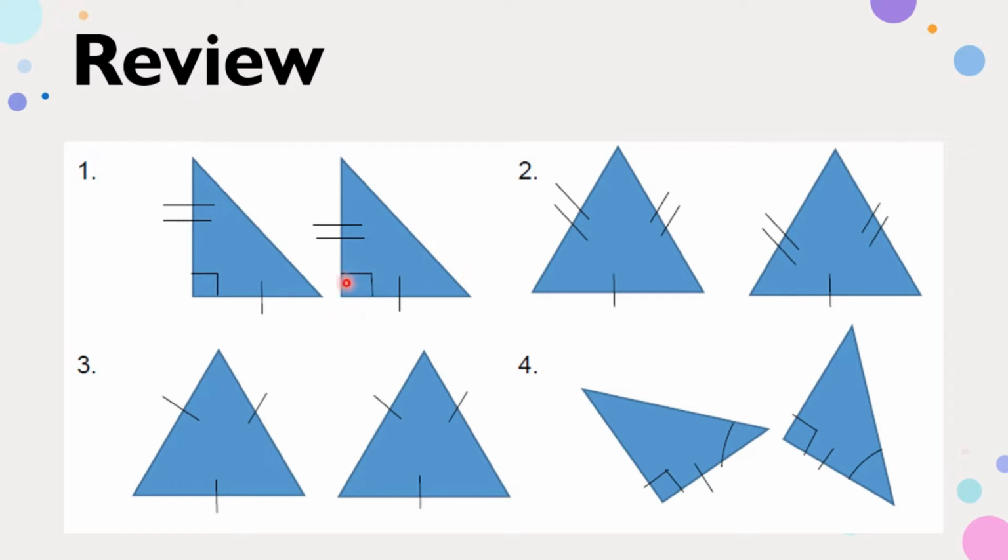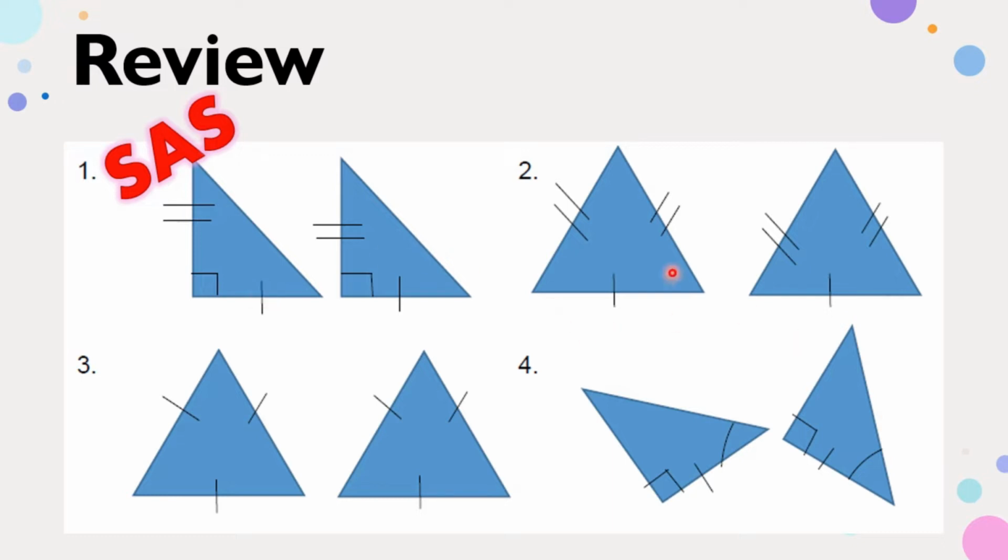So what are we gonna look at? We are going to look at the angle. Is the angle included? If yes, then the answer is SAS congruence postulate. That's correct. Let's go with number 2.